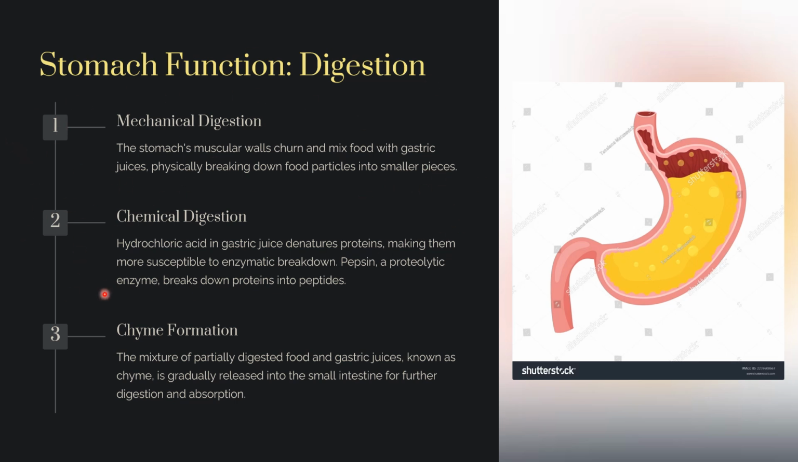Next we'll see chemical digestion now. The hydrochloric acid in gastric juice denatures the protein. So HCl denatures the protein and makes it more susceptible to enzymatic breakdown, whereas pepsin, a proteolytic enzyme, breaks down protein into peptides. So we saw the functions of the stomach, mechanical digestion and chemical digestion. Moving further to chyme formation.